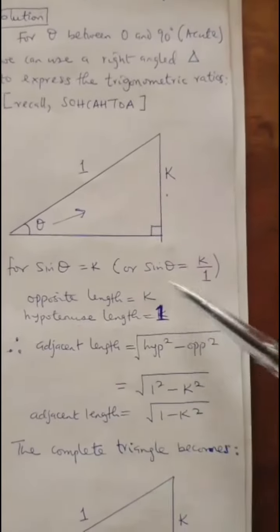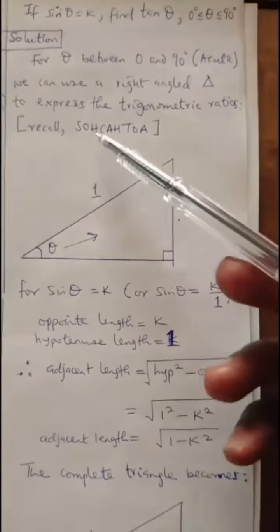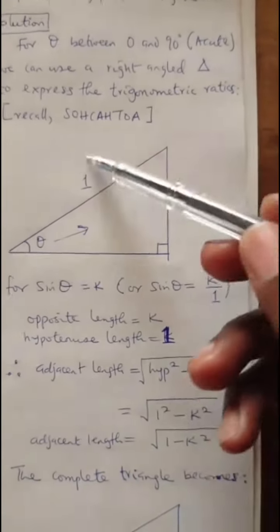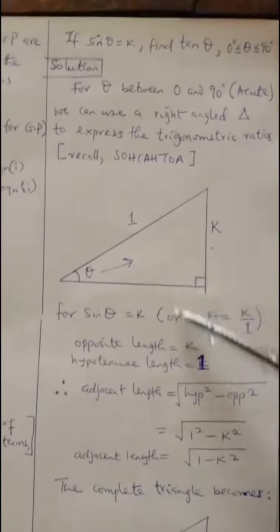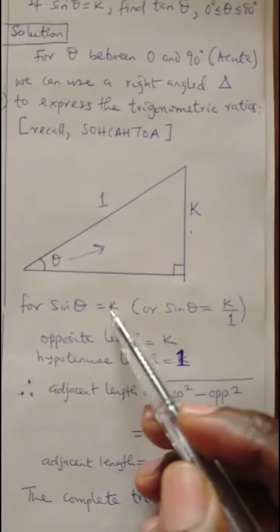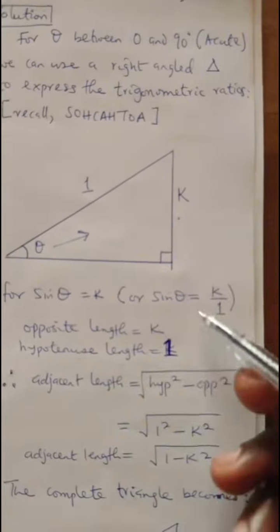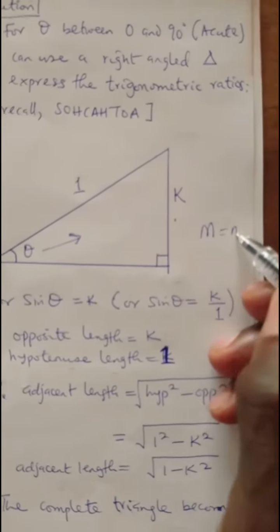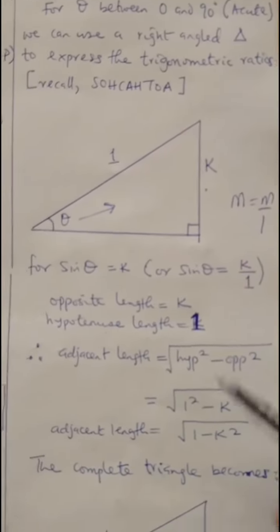So sine theta is equal to opposite over hypotenuse. Remember, opposite over hypotenuse from SOH CAH TOA. So opposite k over hypotenuse 1. Some of you might say, how did I get 1? Of course, if sine theta is equal to k, remember k on its own can be written as k over 1. If sine theta was maybe m, it is the same thing as m over 1. So it's the same thing.